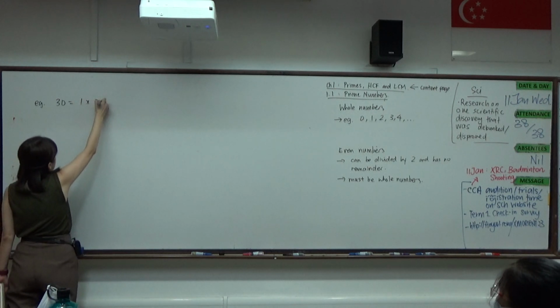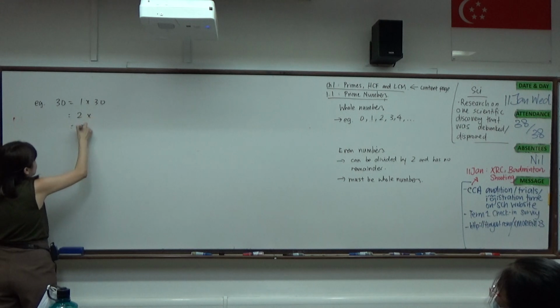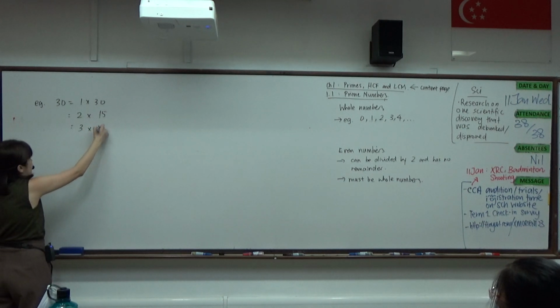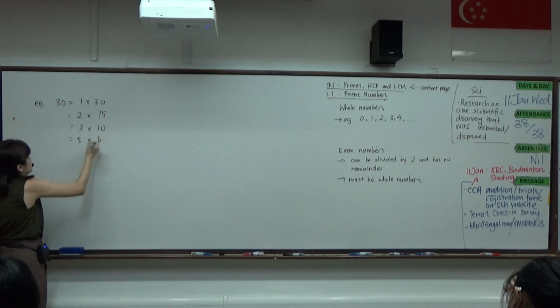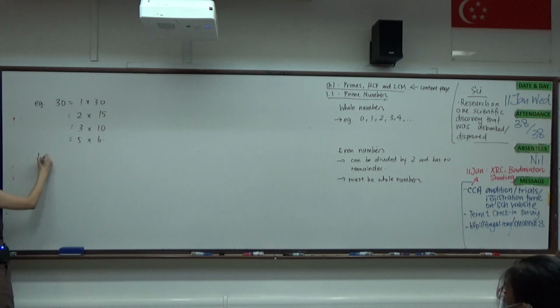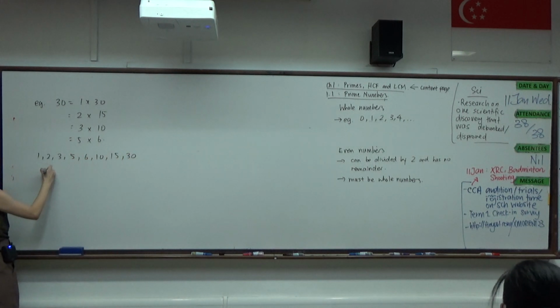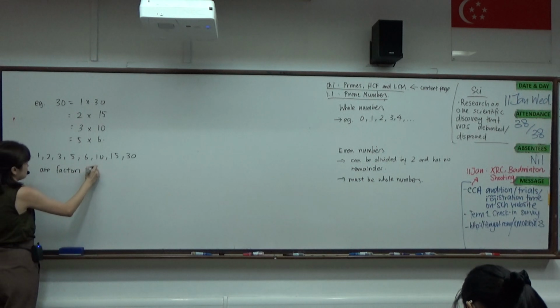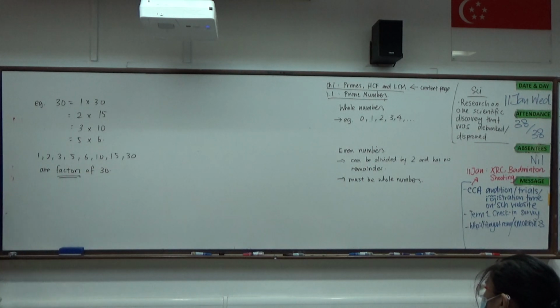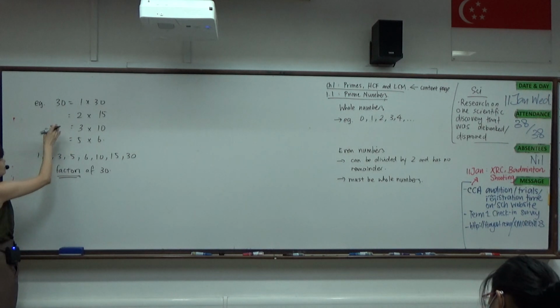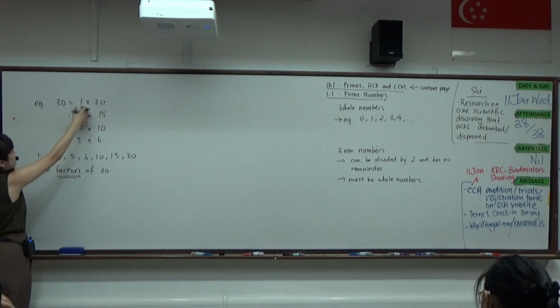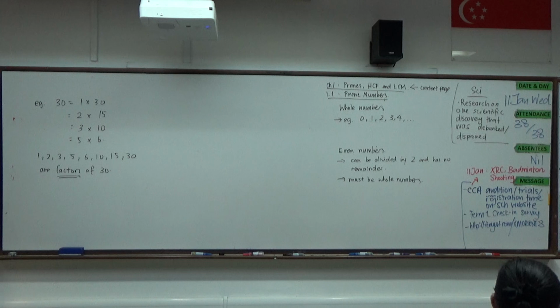1 times 30. I have 2 times 15, 3 times 10, 5 times 6. So we see that 1, 2, 3, 5, 6, 10, 15, 30 are factors of 30. That's what we know about the term factor. It is a number that can form a product with another number such that we get 30.